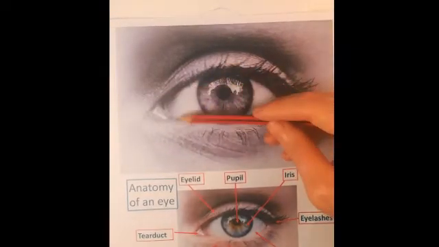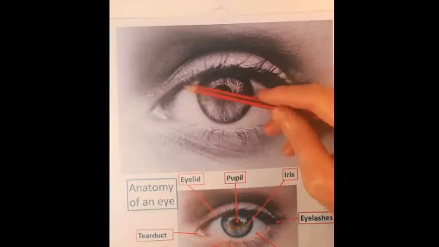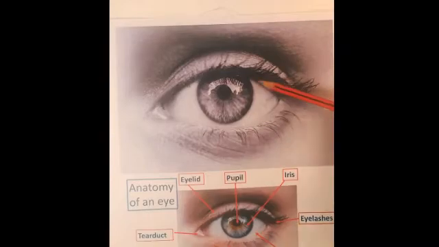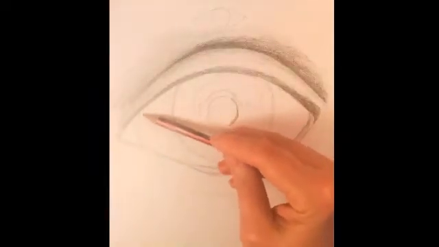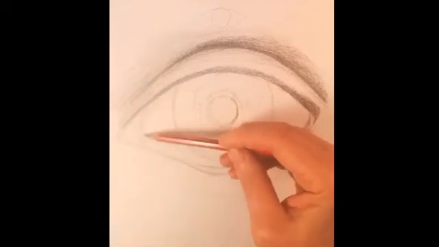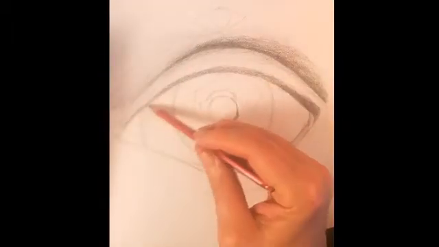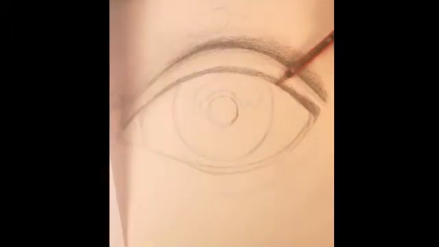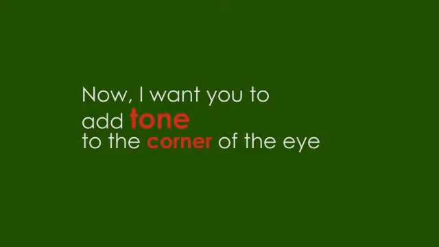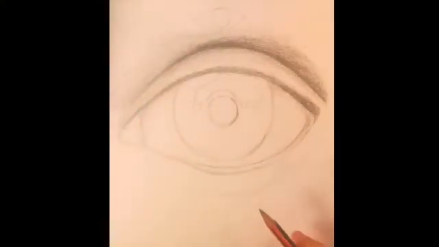So we're trying here to add some tone around the edge. You can see it's a little bit darker down here. It's darker at the top, underneath the eyelashes as well. So I'm just going to shade that in quite lightly. That's enough probably for the white of the eye.